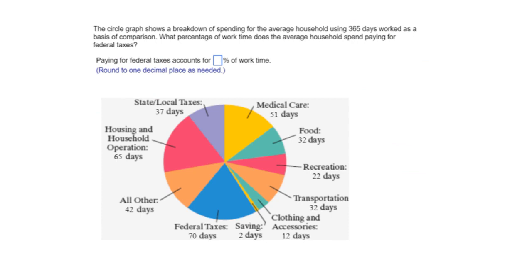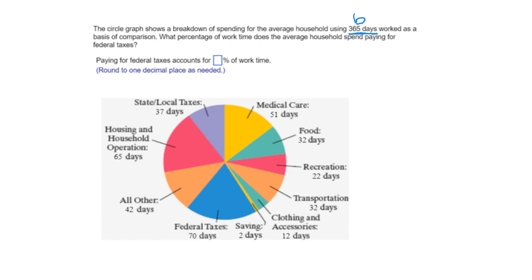The circle graph shows a breakdown of spending for the average household using 365 days worked as a basis of the comparison. So they emphasize the fact that 365 days will be your base, your B. What percentage of work time does the average household spend paying for federal taxes? So once again, I am going to declare that that is my base, 365 days.